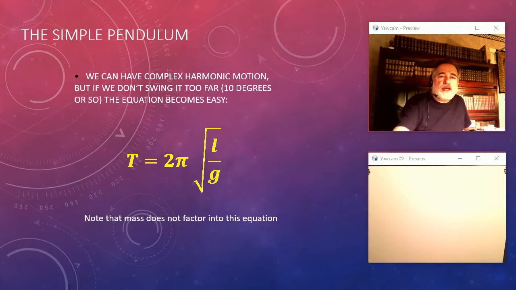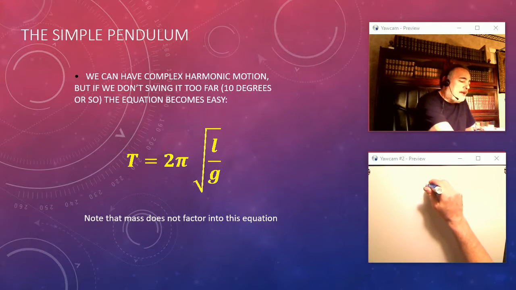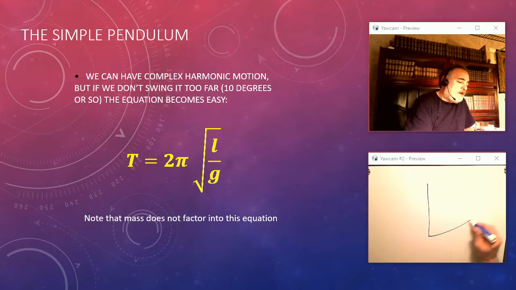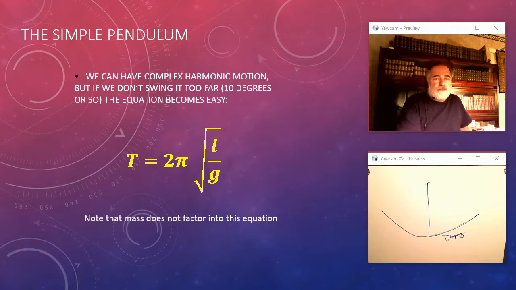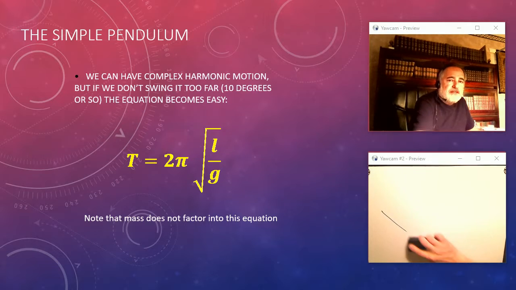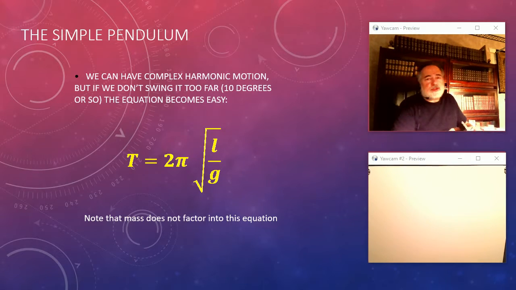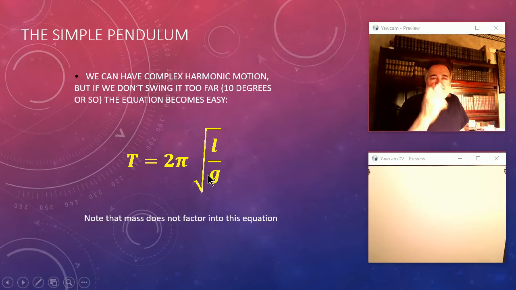Now, we could make this pretty complex if we wanted to, taking into account large swings with damping and air friction and friction here. But if we don't swing it too far, maybe 10 degrees or 15 degrees tops, the equation melts down really nicely to something very simple as you see on the screen here. Notice that there's no mass in this. Mass doesn't matter.